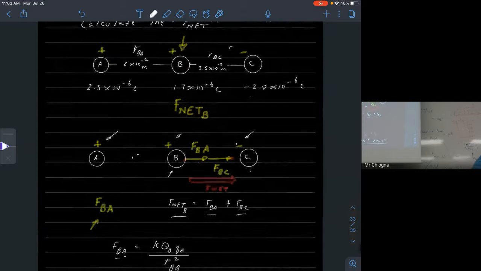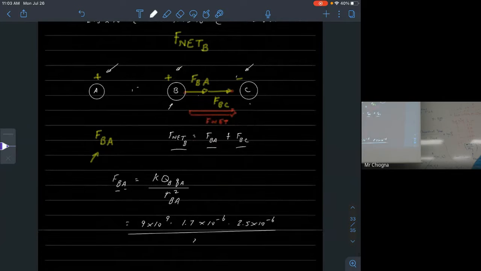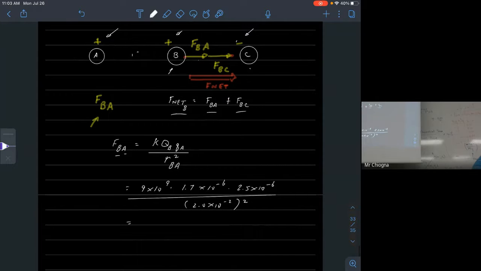And the distance, what do we say? Is 2 times 10 to the minus 2, squared. So this works out to be about 96 newtons.